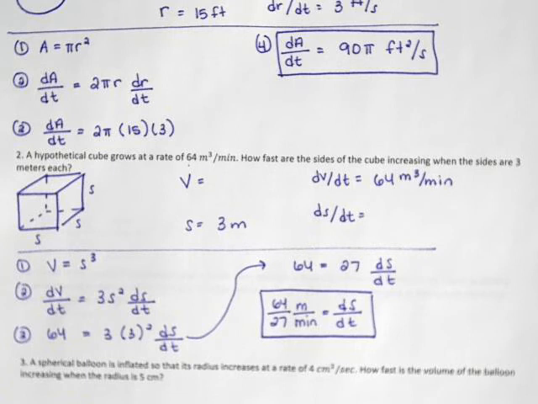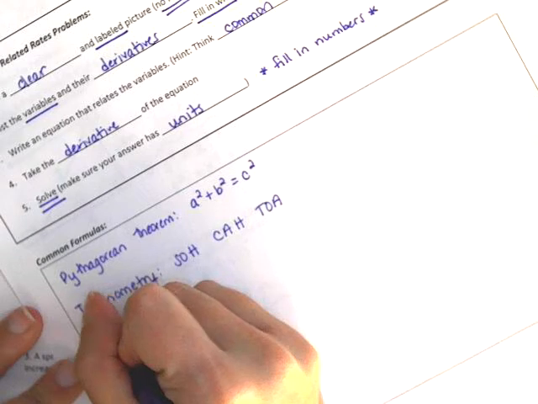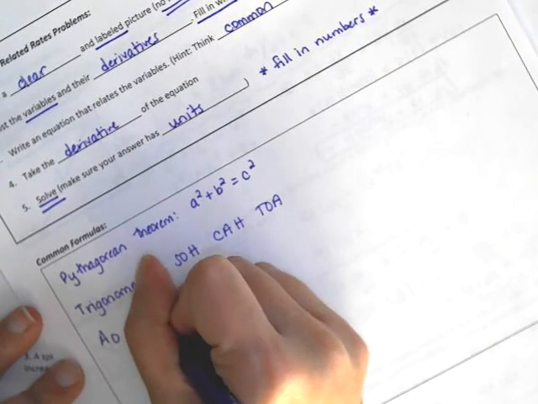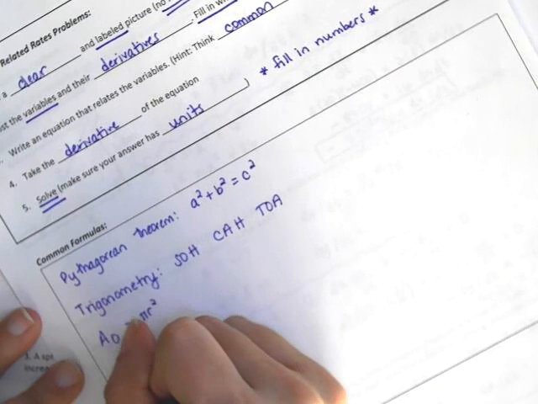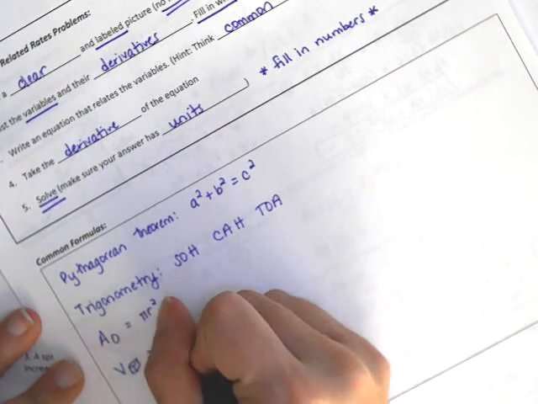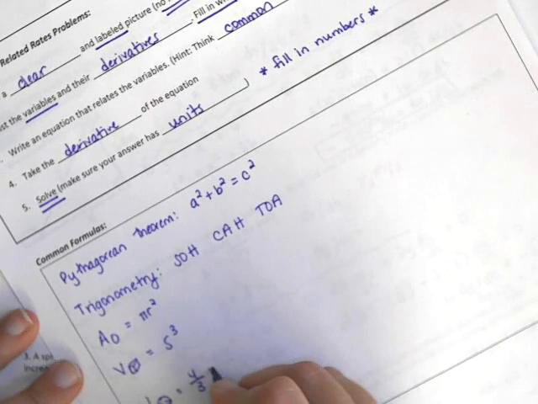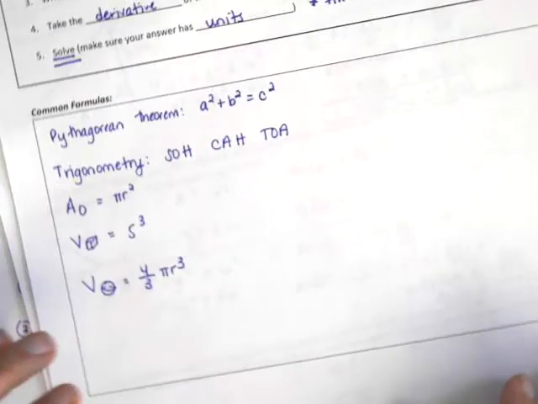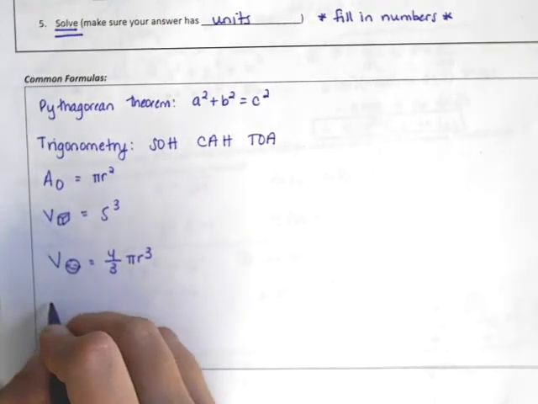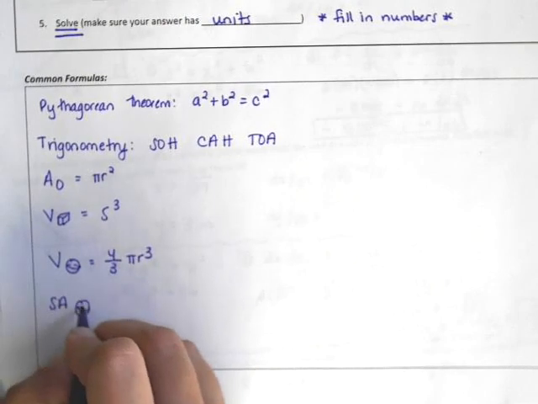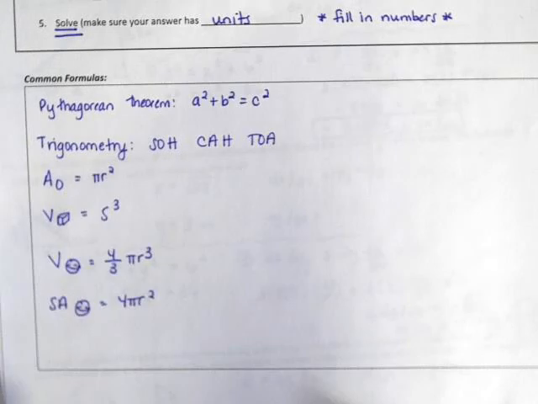Last but not least, let's talk about spheres. So let's write down some formulas we just reviewed. The area of a circle is pi r squared. The volume of a cube is s cubed. The volume of a sphere is 4/3 pi r cubed. And the surface area of a sphere is 4 pi r squared. Those are common ones that come up a lot that I think we sometimes have trouble remembering, so let's make sure we remember those.